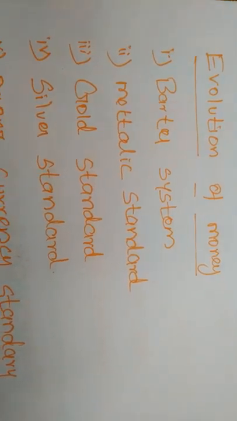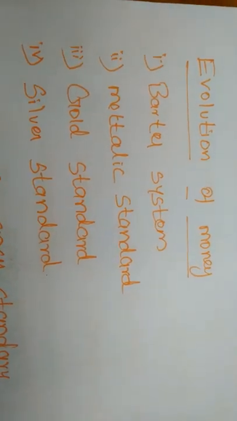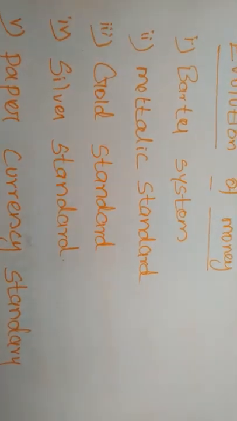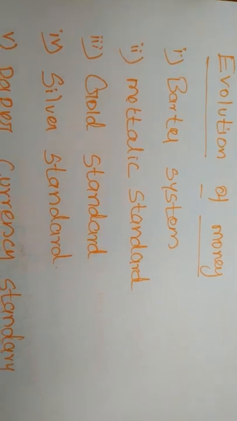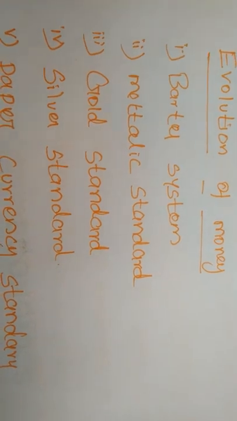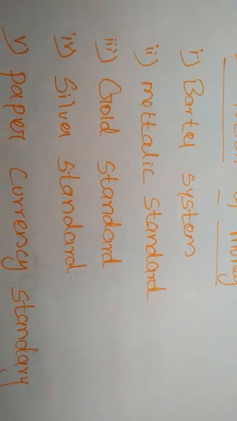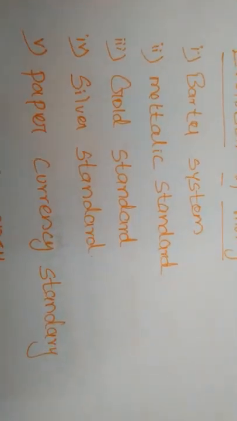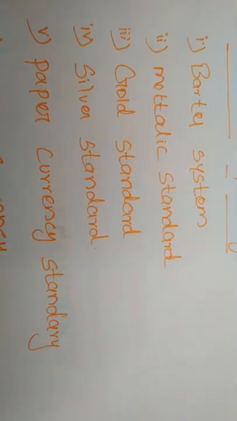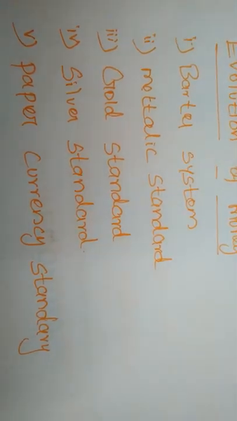Otherwise, the double coincidence of wants. Double coincidence of wants means both people want some of the commodities the other has. If I want to exchange a commodity with you, you have to be ready to purchase the commodity I have. That is called the double coincidence of wants. If the double coincidence of wants is not successful, the barter system will fail.